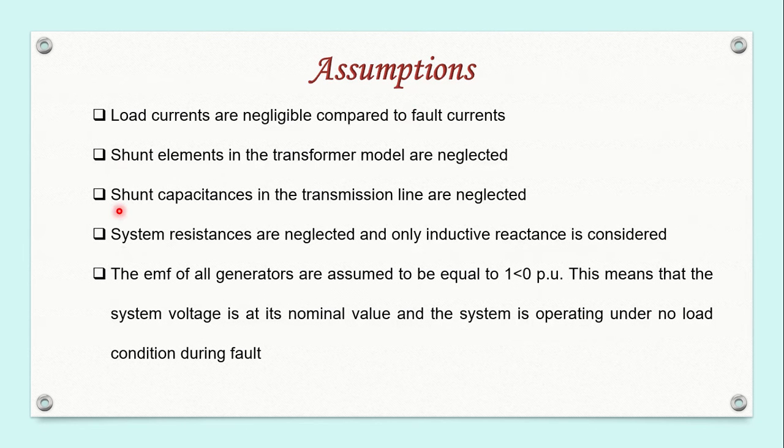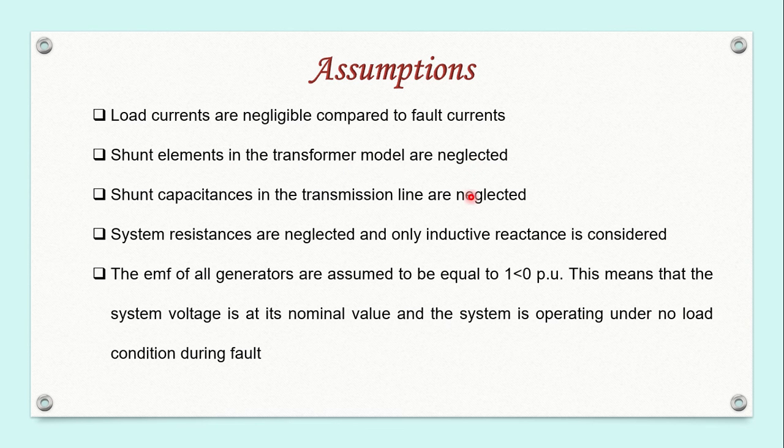So these assumptions, 1, 2, 3 and 4, these four points correspond to the assumptions that we have already considered for drawing the reactance diagram. So the same points are given here. Load currents are negligible compared to fault currents. So while calculating the fault current, or while doing fault analysis, we will not consider the load currents. And while drawing a transformer model, we will omit the shunt elements. The magnetizing branch of the transformer will be omitted.